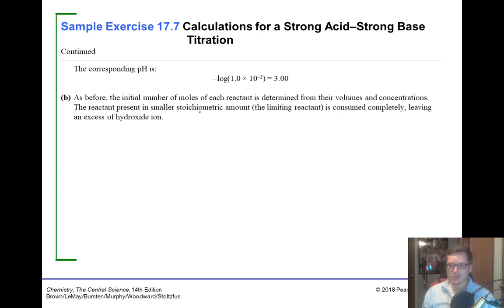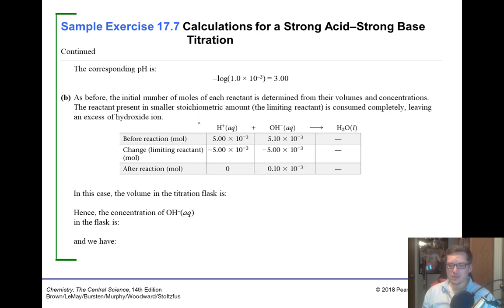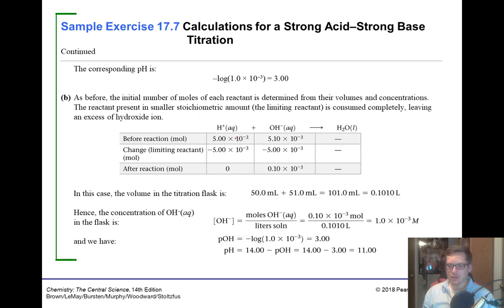All right, now we got to do the same thing for part B, but this is at 51 milliliters. Same sort of idea, okay? But we got to find the volume. Here's the initial volume of H plus, same as it was before because we didn't change the amount of H plus. But we've added more OH minus, so now the OH is that.